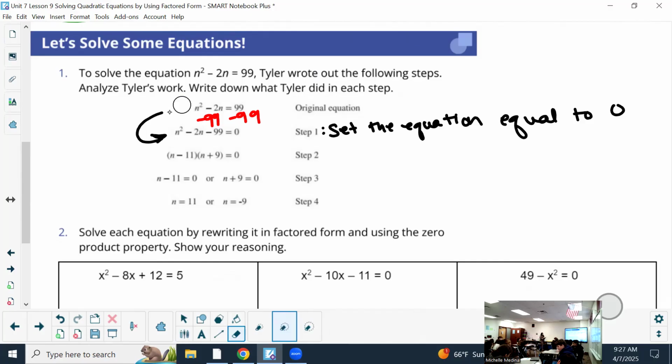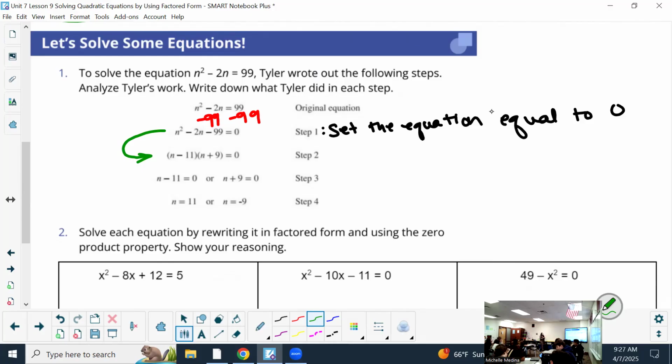Next, look at the difference from this line to this line. What changed? They put it in factors form. So once you set it equal to 0, it looks like the way that they're solving this is to factor the non-zero side. All right, so not the side that is 0, the other side, factor it out.